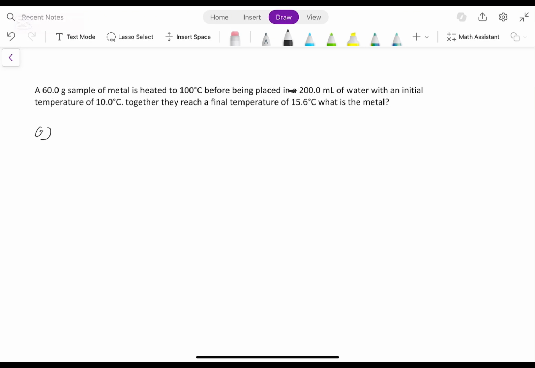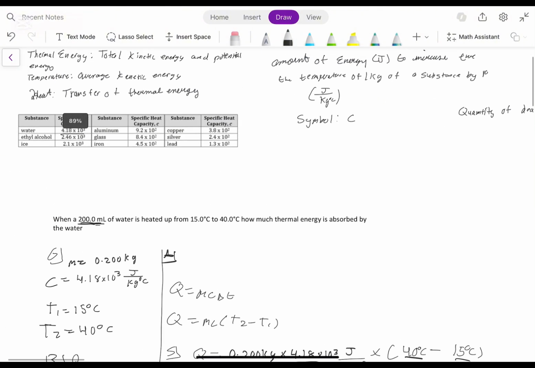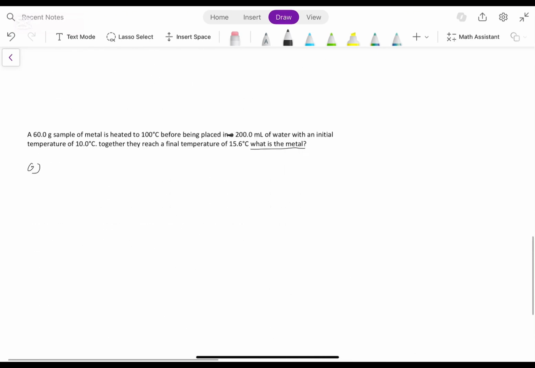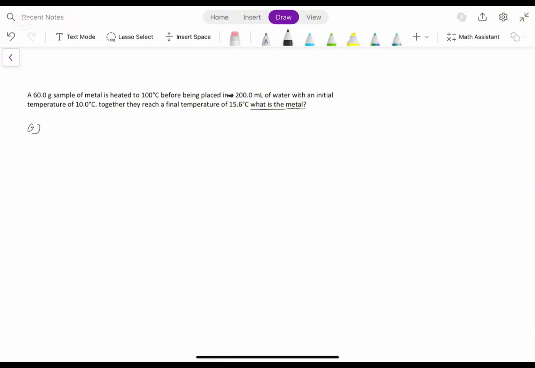Together they reach a final temperature of 15.6 degrees. What is the metal? Okay, so we're looking for the heat capacity, right? We're looking for what the metal is, and to determine what the metal is, we have a chart up here, remember, with the list of metals. So if we can find the heat capacity, we can in turn basically find out what metal it truly is.